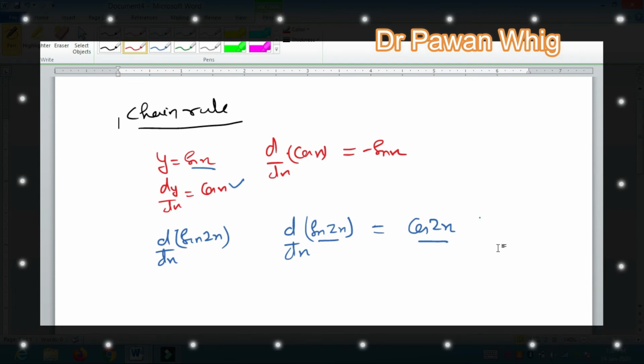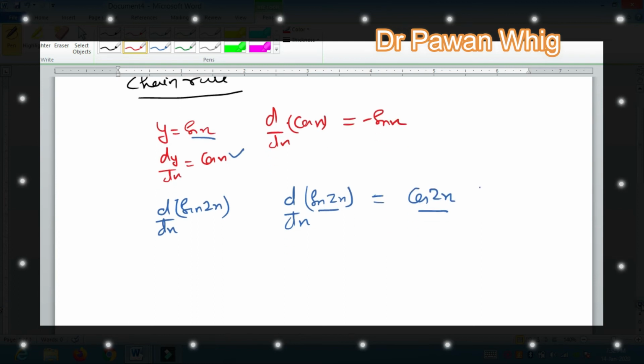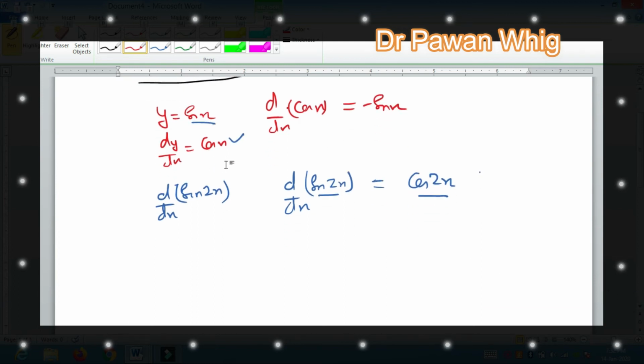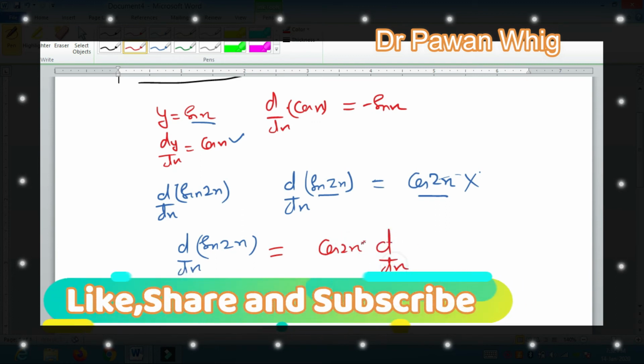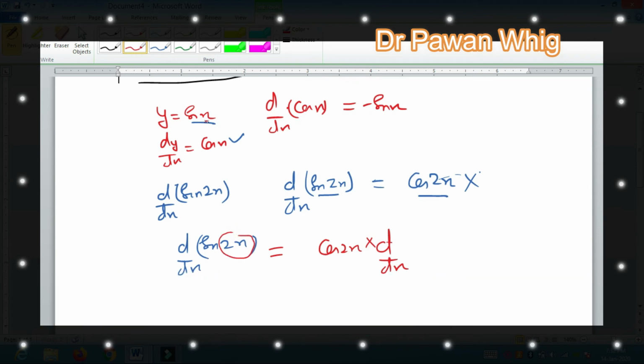So here the chain rule came. Whenever your question is different from the standard question, you have to apply the chain rule. The chain rule says, if you have to differentiate sin 2x, this is wrong. If we have to do the differentiation of sin 2x, this is equal to cos 2x, as well as we have to multiply it with the differentiation of the additional part. See, we are applying the standard formula which is for sin x.